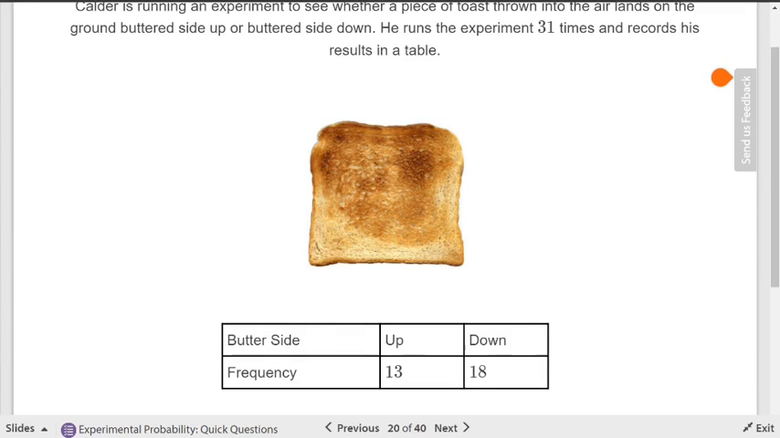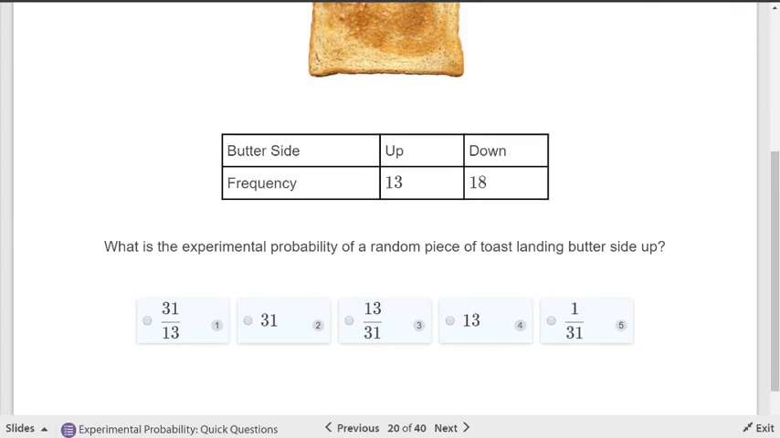Okay? All right. So look at it, guys. It was 13 times butter side up. 18 times it was butter side down. So how many total times did he do this experiment? How can I find that out? Yeah, you just add those two together and it'll tell you how many total times he did it, right? Okay, good job. Now, this is one of your homework problems. So what is the experimental probability of a random piece of toast landing butter side up?